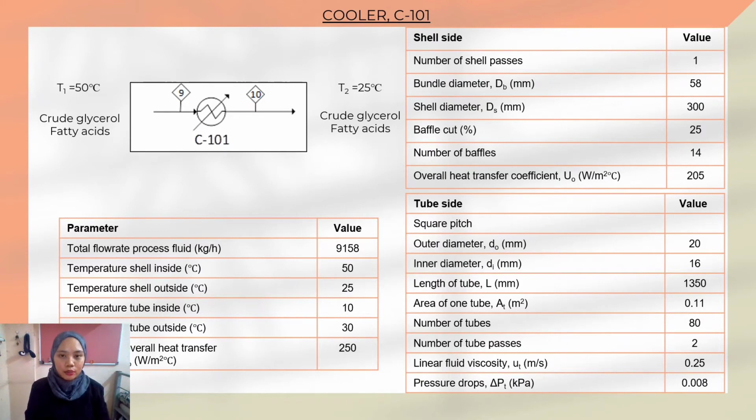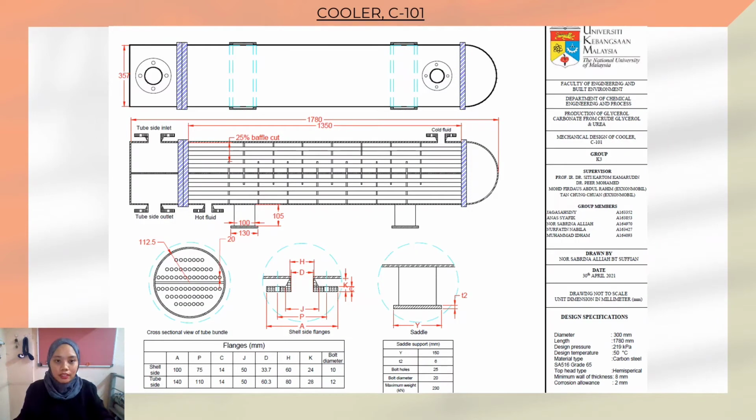The next unit is the cooler. This cooler is responsible for cooling down crude glycerol and fatty acid coming from the reactor from 50 degrees C to 25 degrees C. Cold water is used as coolant to cool down all the components. This slide shows all the parameters involved in designing the cooler. The construction material chosen for this cooler is carbon steel, and the total length of this cooler is 1.78 meters.